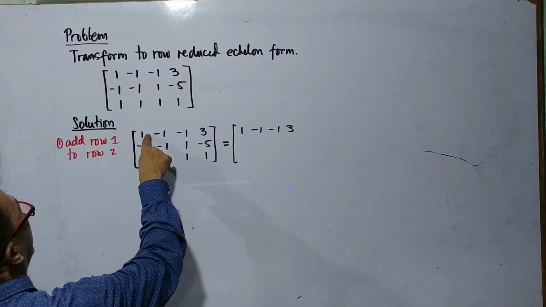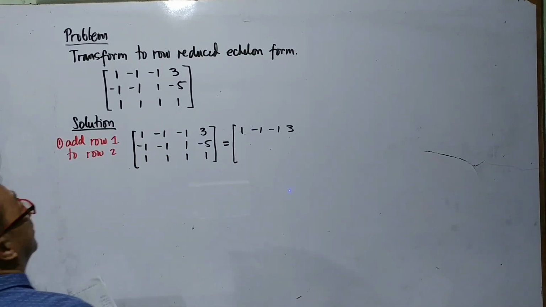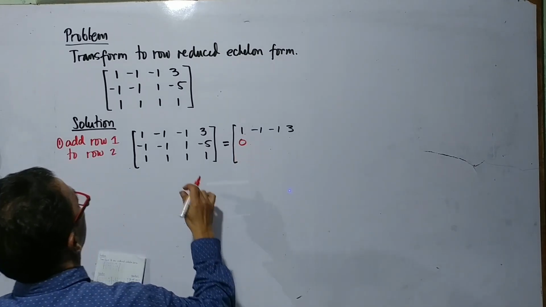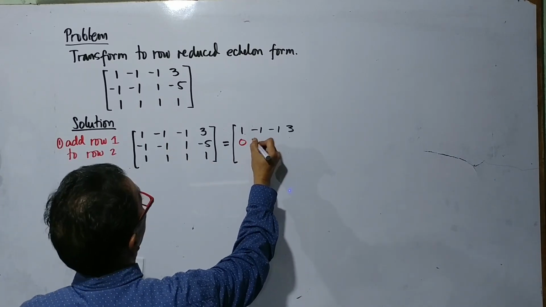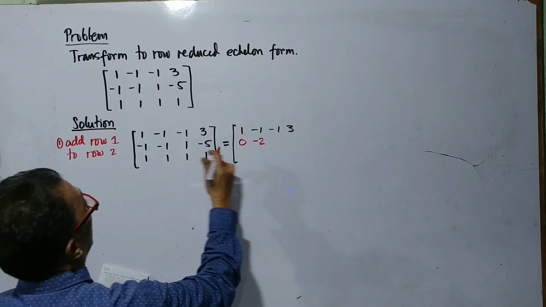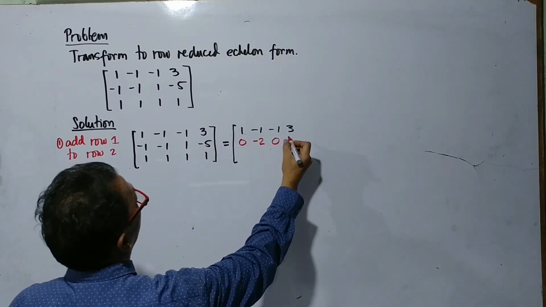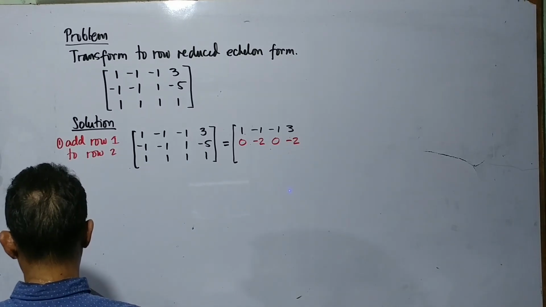So 1 minus 1 equals 0 now. Negative 1 plus negative 1 equals negative 2. Negative 1 plus 1 equals 0. 3 minus 5 is negative 2. Next.